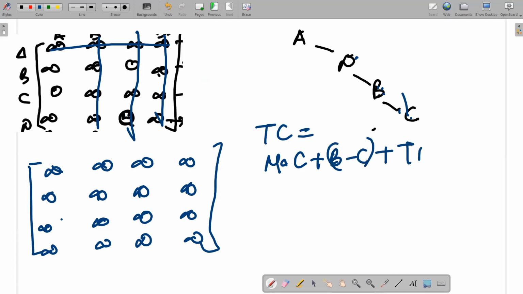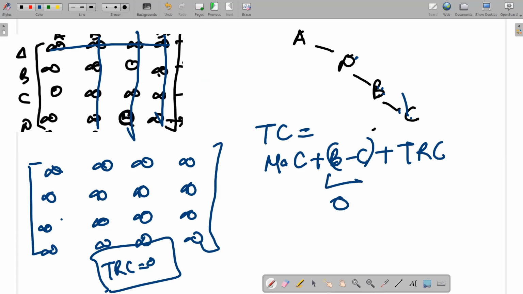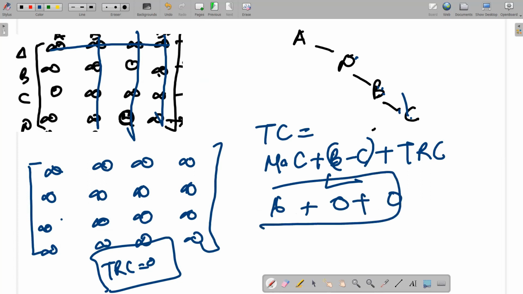So the total cost would be minimum cost plus we have added another vertex, which is B to C, plus total reduction cost. Even if you try to reduce, nothing will be reduced. So the total reduction cost would be 0. And the B to C cost, we have checked over here, is 0. And the minimum cost, we have calculated as 16. So this clear case is 16.